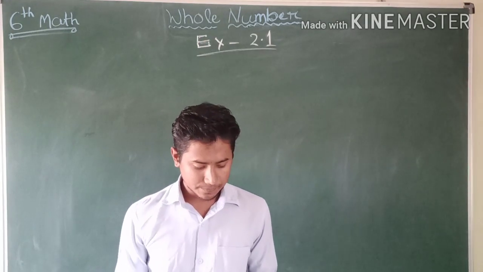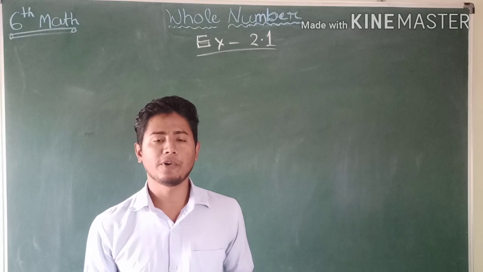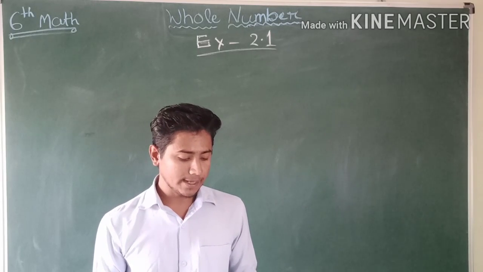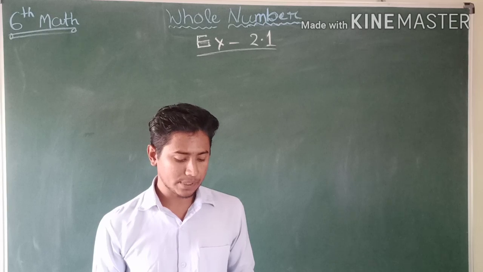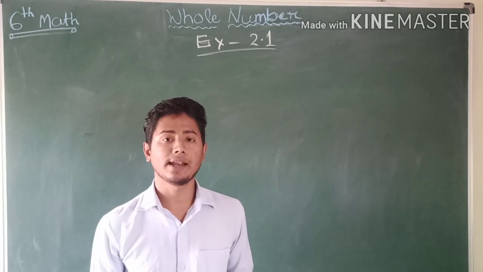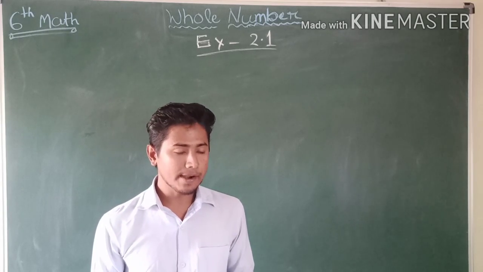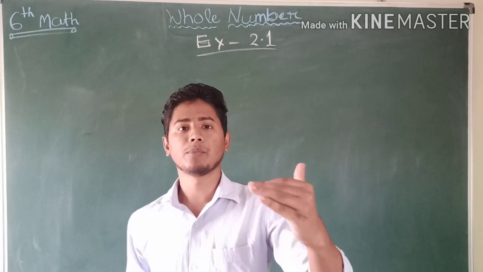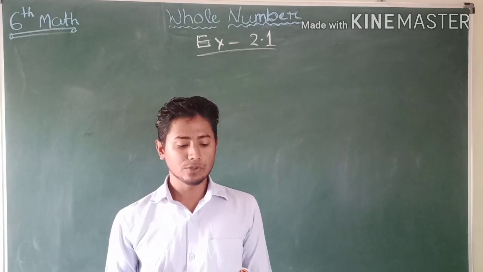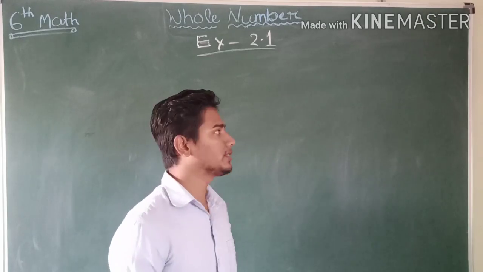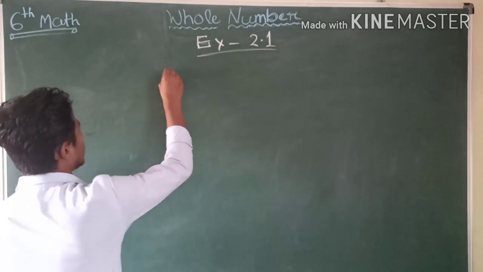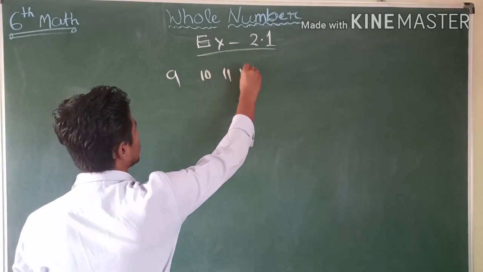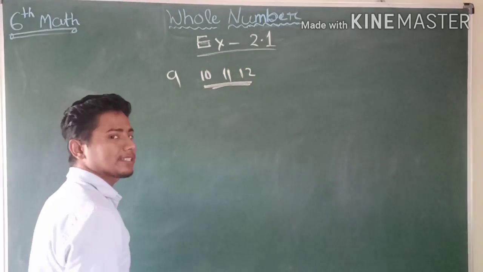So students, go to question number 1 on page number 31. Write the next three natural numbers after 10,999. Next means you go ahead, means plus 1, plus 1, plus 1. For example, if there is 9, the next natural number is 10, then next 11, next 12. So these are called the next three natural numbers.